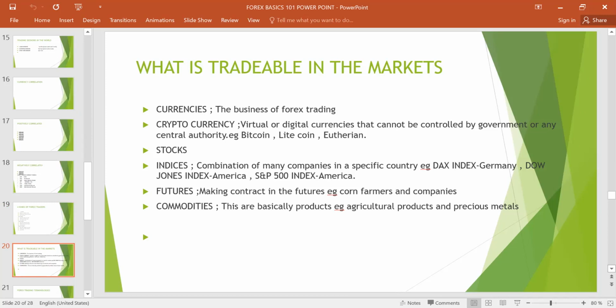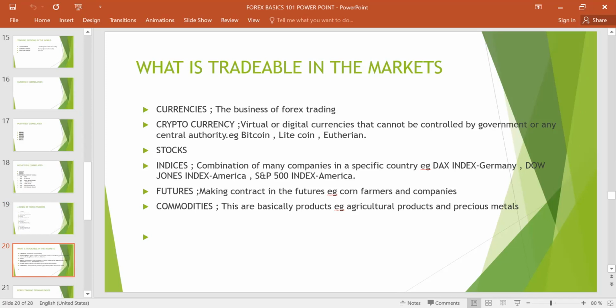Cryptocurrency is virtual or digital currencies that cannot be controlled by government or any central authority, e.g. Bitcoin. Most of you know Bitcoin, whose price is very high. We have Litecoin, we have Ethereum, and then we have stocks. Stocks are shares for companies, such as Coca-Cola, Unilever, these big companies. Also, there are stocks for small companies that maybe are growing. Indices is a combination of many companies in a specific country, e.g. the DAX index, which is in Germany, Dow Jones index, which is America, S&P 500, America too.